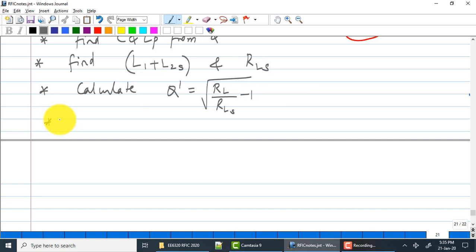Now it's very straightforward. The minute you know this, since you know Q prime, you can find L2 directly. And of course, you will have to calculate L2S also. Since you know L2S plus L1, you can calculate L1. Make sense? Everybody got this? Like I said, once you find out what parameter you are not using, there's no way to go wrong. Very straightforward. Okay? Any questions?